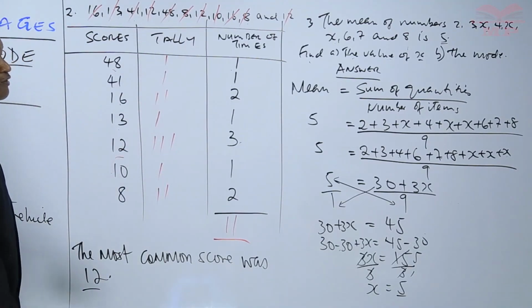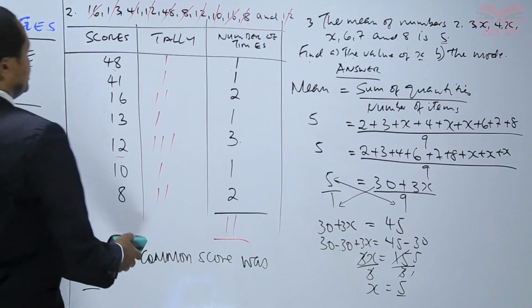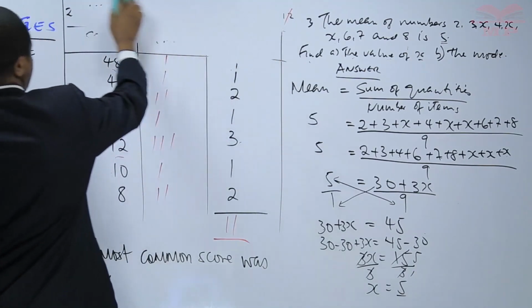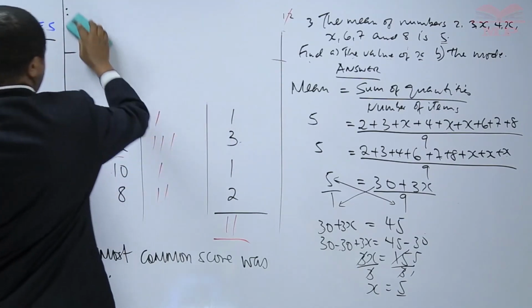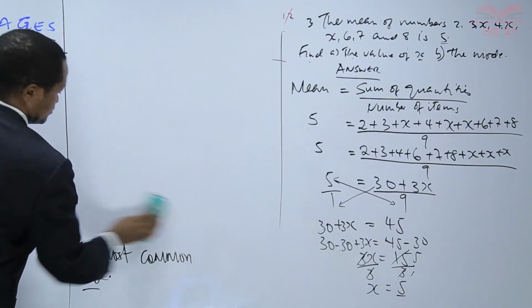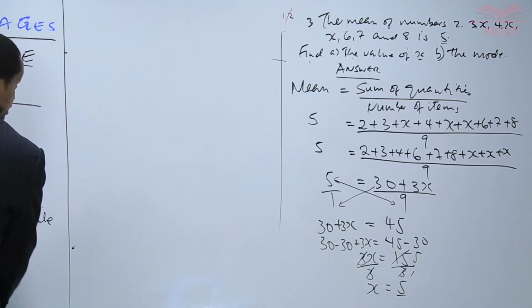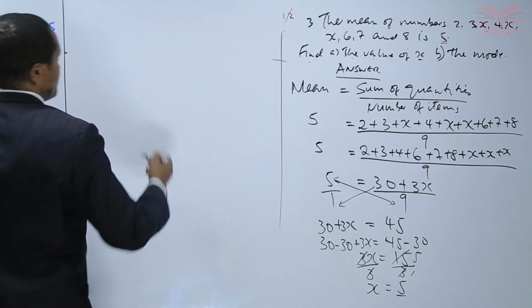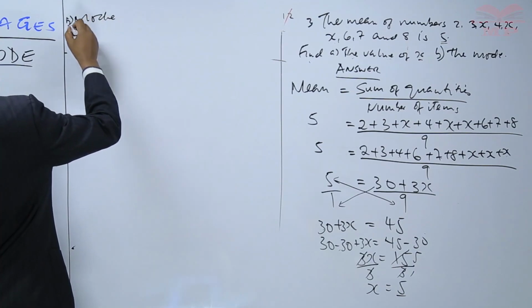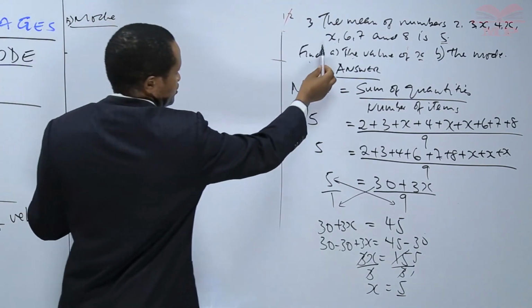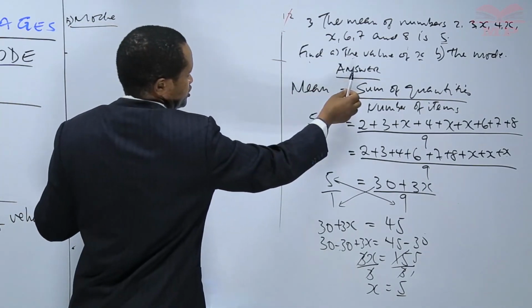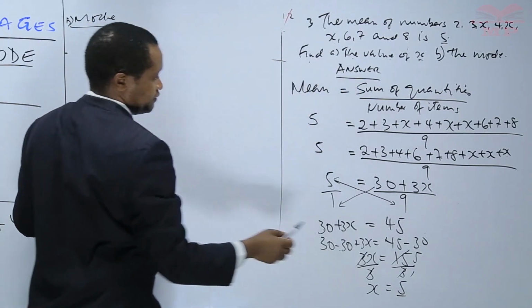Then part B, find the mode. To find the mode, we get the values first. We've seen x is equal to 5. So where there is x, we substitute with 5.